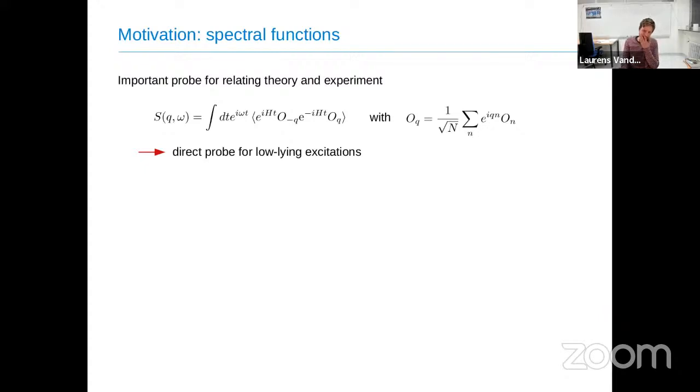So let's start by giving a short motivation. Spectral functions are arguably the most important probe for relating theory and experiment in the context of strongly correlated quantum matter. Generically, a spectral function looks like this. It's a momentum-resolved, frequency-resolved correlation function. The reason why it's so interesting is that it's a direct probe for the low-lying excitations in your system. If you cool the system enough, you go into the ground state, and then this probes the low-lying excitations on top of the ground state.